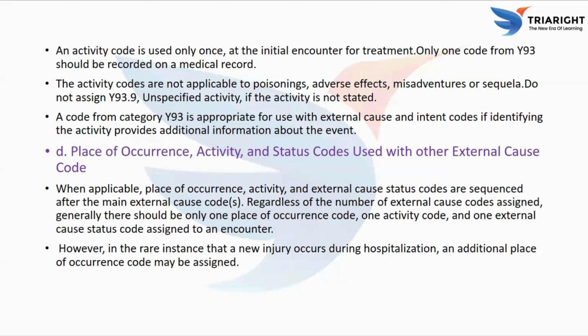So what is the number of codes allowed per encounter? In most cases, you assign one place of occurrence code Y92, one activity code Y93, one status code Y99. This rule applies regardless of how many external cause codes are used. There is a rare exception where a new injury occurs during hospitalization. If a new and different injury occurs during hospitalization, an additional place of occurrence code may be assigned for the new event. This is rare and must be clearly documented.